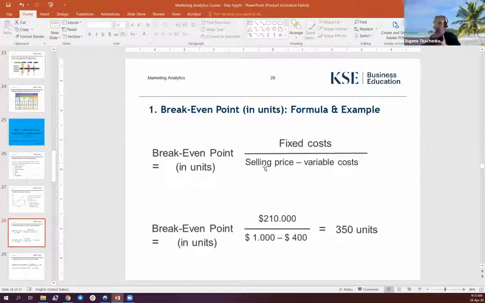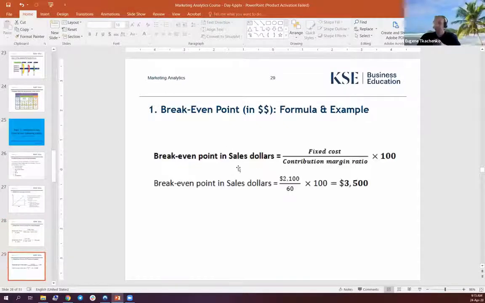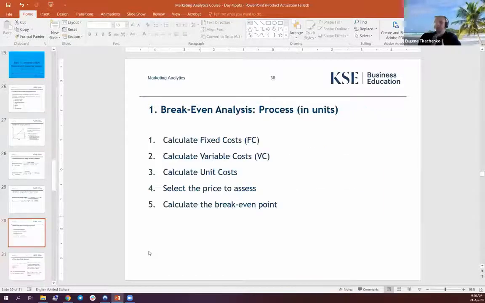So you already calculated the net return on one item based on variable cost per item and selling price, and then you transfer that into monetary value. For example, fixed costs of $2.1 thousand divided by 60 and multiplied by 100, you're getting a break-even point in sales dollars of $3,500.